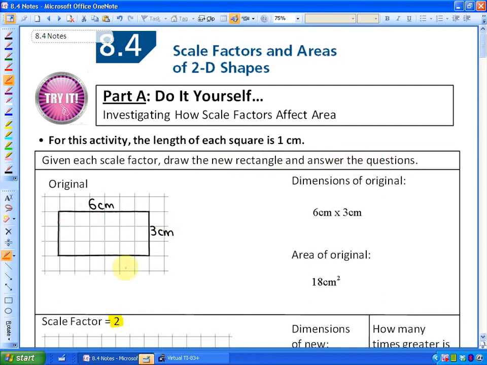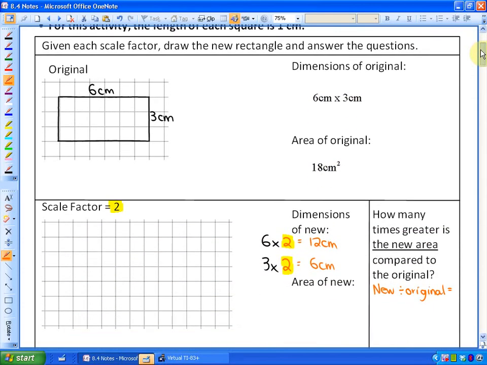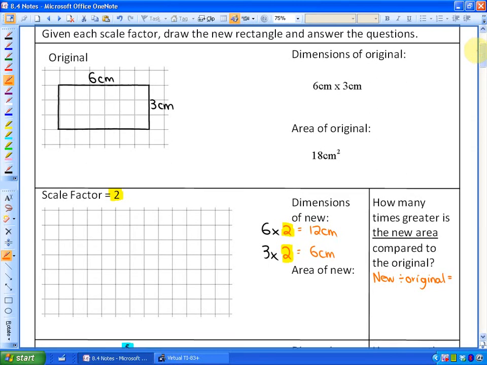Here's the original rectangle that we're going to focus on for this entire activity. The dimensions of this original rectangle are 6 centimeters by 3 centimeters, and the area is 18 centimeters squared because it's 6 times 3. Let's see what the effect of a scale factor of 2 is on the area. If I apply a scale factor of 2, 6 times 2 is 12 and 3 times 2 is 6, so the dimensions of my new shape would be 12 centimeters by 6 centimeters, which would look like this.